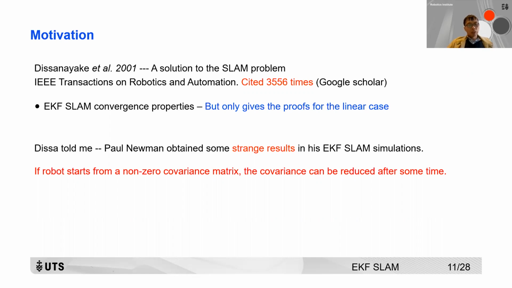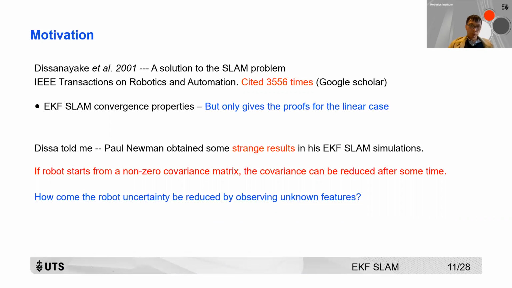So we know SLAM is simultaneous localization and mapping in an unknown environment. So we know nothing about the environment. And if we see something in an unknown environment, how can the uncertainty of a robot be reduced? That's very strange. The robot has some uncertainty and it observes some new features. It shouldn't reduce the uncertainty of the robot itself. But in reality, in the EKF simulation, the uncertainty was reduced.